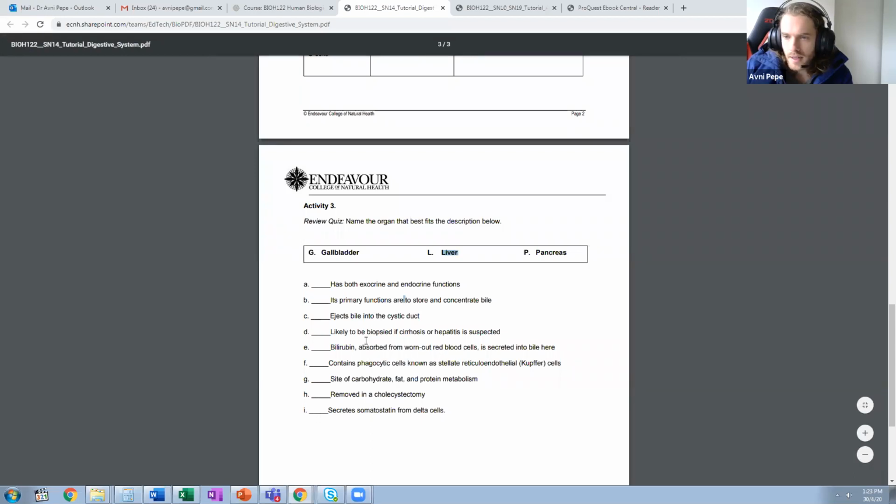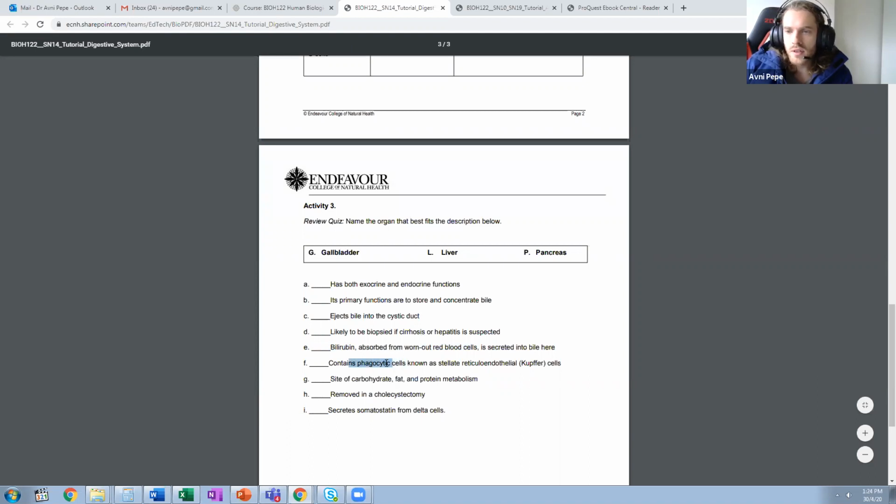Bilirubin, absorbed from worn out red blood cells, is secreted into bile here. So that occurs in the liver. When you break down old red blood cells, you produce this stuff called bilirubin, and it's released into bile. So this process happens in the liver and the bile gets transferred to the gallbladder.